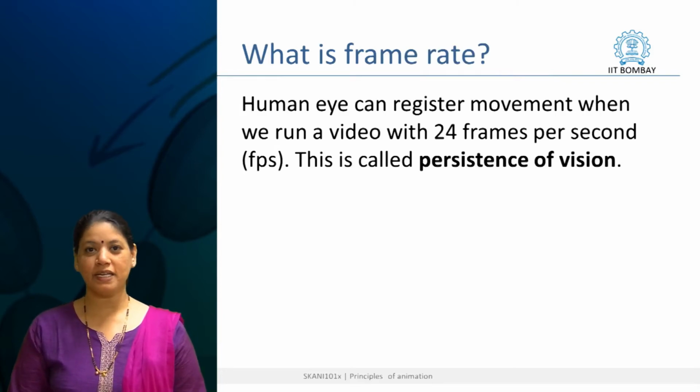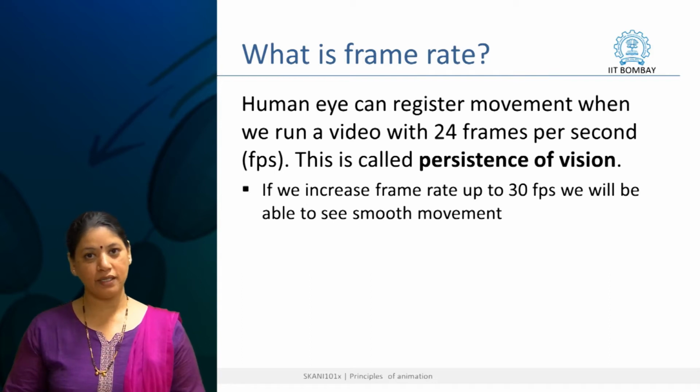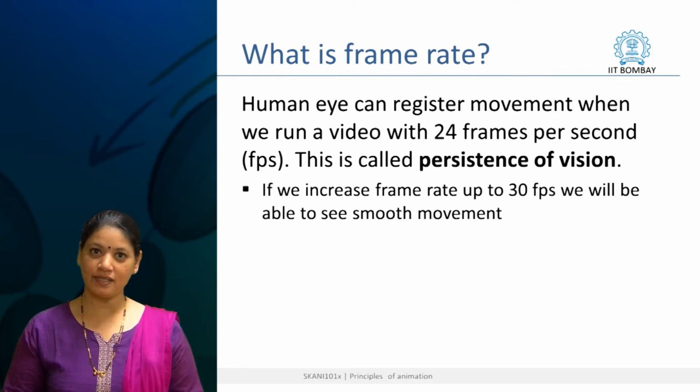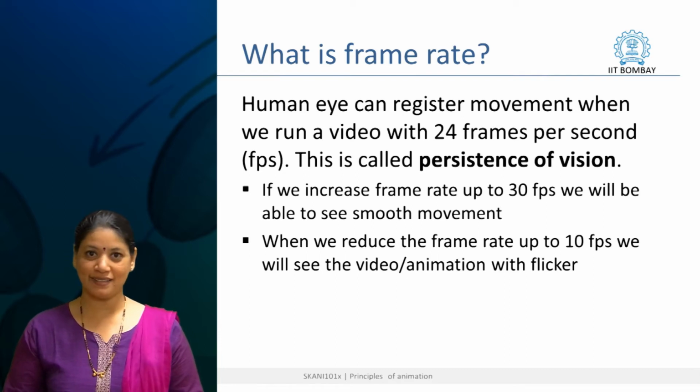As we all know, the human eye can register a movement when a video is played at 24 frames per second, which is called persistence of vision. This is the reason why frame rate is very important in animation. Frame rate is also called FPS. When we increase the frame rate, we get a smooth movement, and when we reduce the frame rate, we get a little bit of jerky movement. This is because instead of 24 frames, only 15 frames are seen in that particular 1 second.